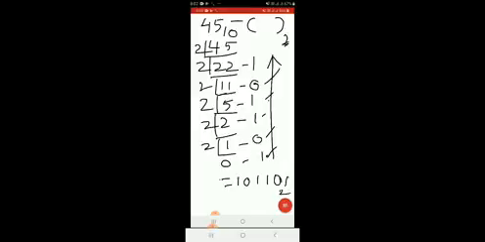Okay. Now the 45, the equivalent binary number is 101101. Okay children, again you recall the steps.